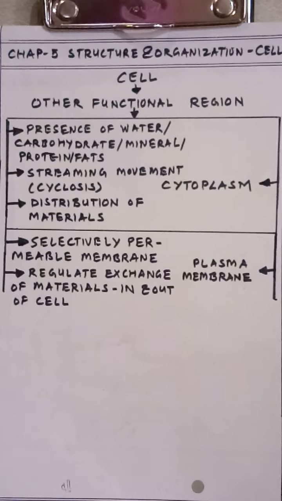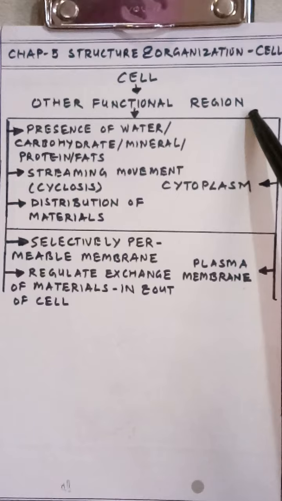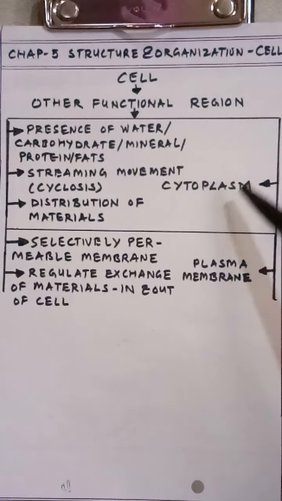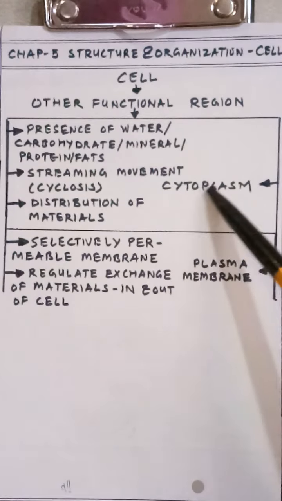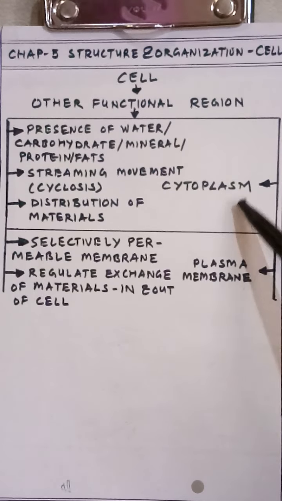Now, my dear students, this is another slide which will discuss the leftover structural components of our cell. That is number one, the other functional regions. What are the other functional regions? Suppose we have discussed the nucleus and plasma membrane. So see, cytoplasm. What are the functions of cytoplasm? Where is it located? It is located inside the cell.